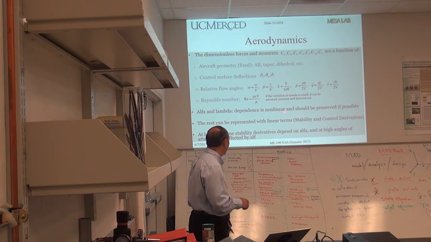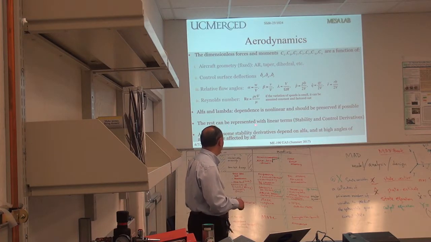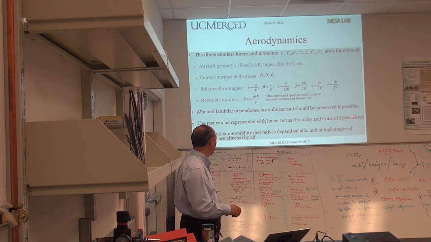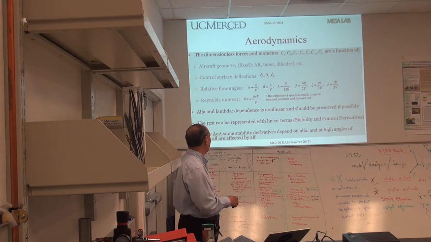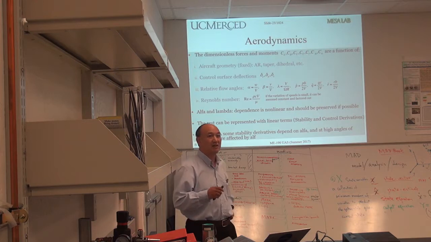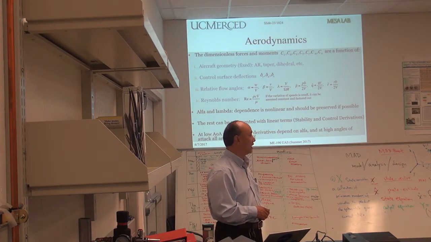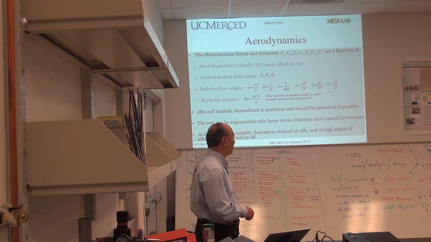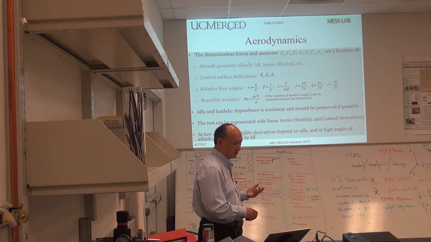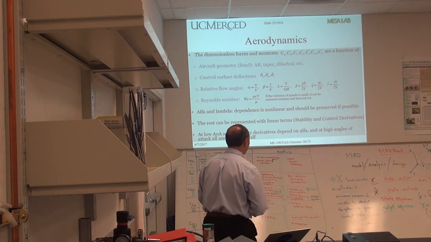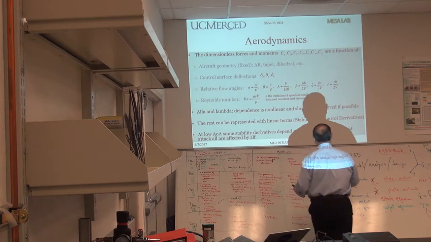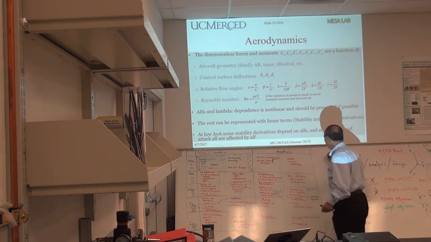So the rest can be represented with linear terms. Basically it's a nonlinear function of all these factors, but the majority of them can be considered quite linear. If it is linear, we do control derivatives. They're called stability and control derivatives. So let me give you an example.